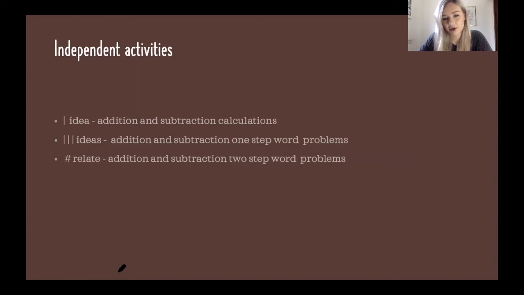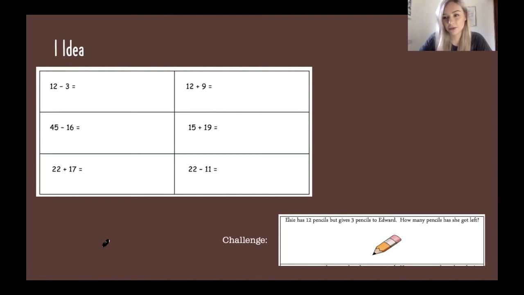If you'd like to have a go at relate, then you're going to be doing addition and subtraction word problems. But for each word problem, there's 2 steps that you need to follow to find the answer. So remember that if you're doing relate, there's 2 things you need to do for each of the word problems. So if you're doing one idea, pause the video here and have a go at these questions.